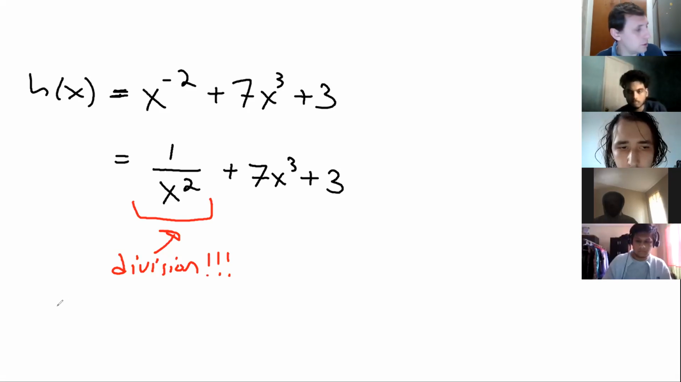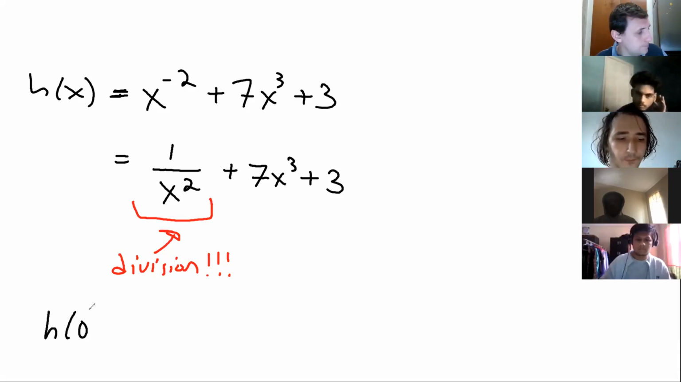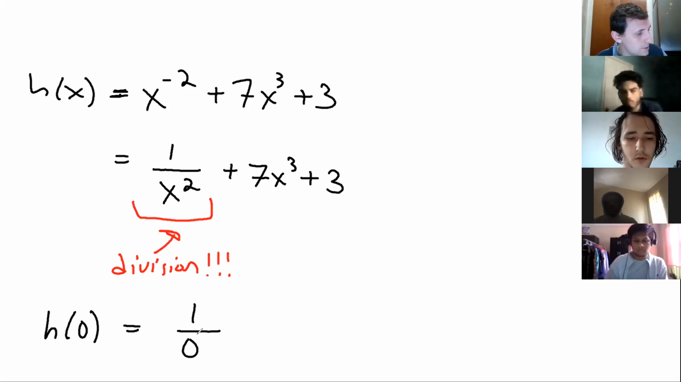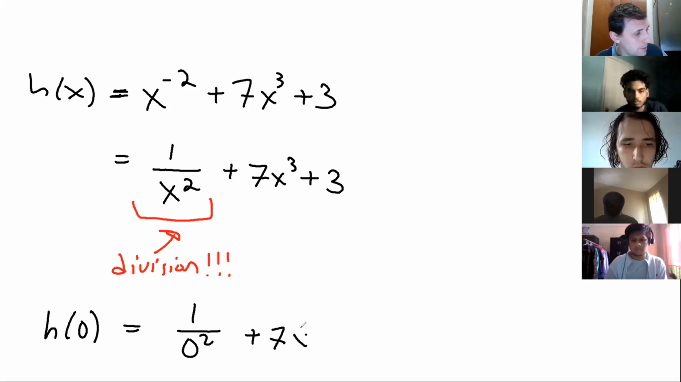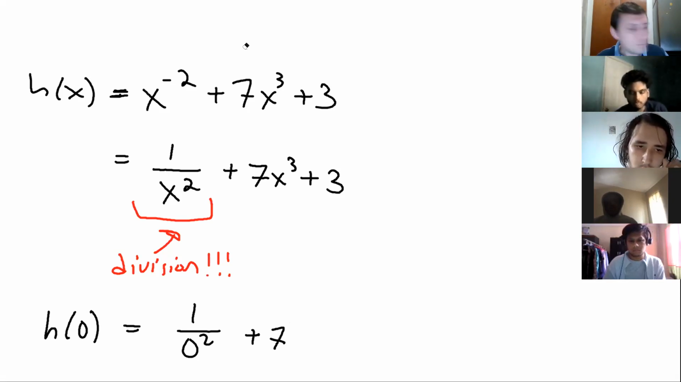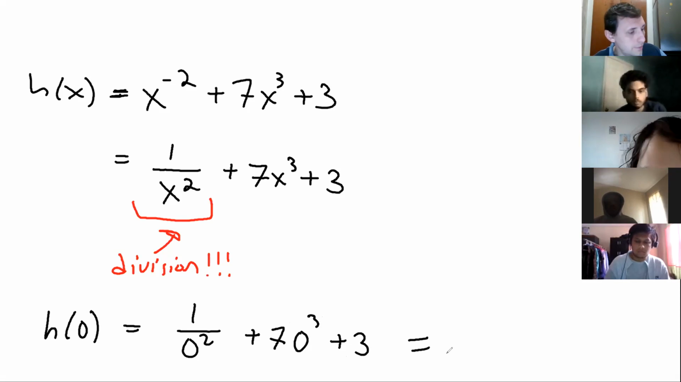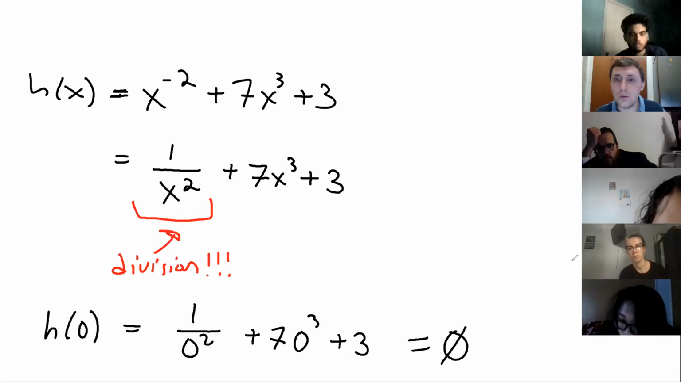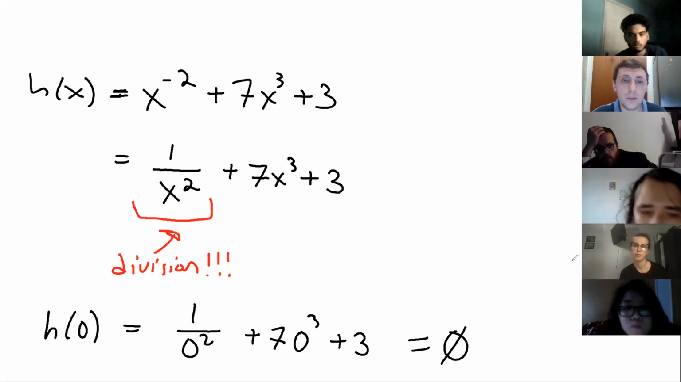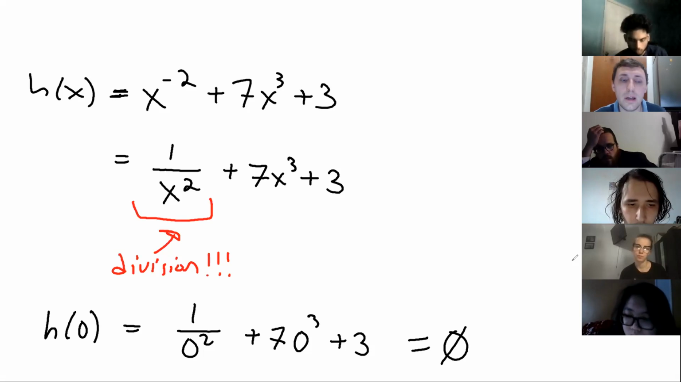So look what I can do here. Look at it, guys. If I plug in 0, then that would be 1 over 0 squared plus 7 multiplied by 0 cubed plus 3. And this expression is undefined because I divided by 0. If I could reduce it, do you understand my argument? If I could reduce it to only multiplication and addition, then plugging any number would work. Do you agree? Because multiplication and addition works with every number.